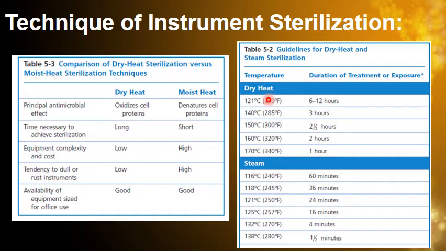While for the comparison of the temperature, if I see 121 in the dry heat compared to 121 for the moist heat: 121 for the dry heat will take about 6 to 12 hours for the instruments to be completely sterilized, while 121 for the moist heat takes about 24 minutes. Do you see the difference?